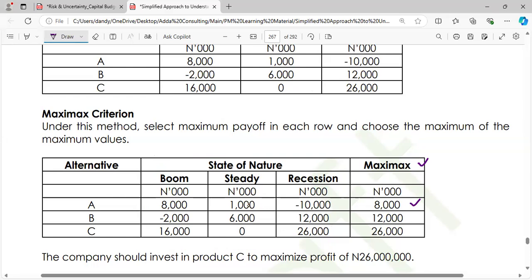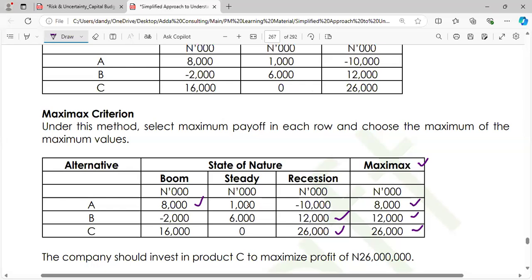So under alternative B, we have minus 2,000 for boom, 6,000 for steady, 12,000 for recession. 12,000 is the highest. That's why we selected 12,000. Okay, then under alternative C, we have 6,000, 0, and 26,000. 26,000 is the highest. That's why we selected 26,000.